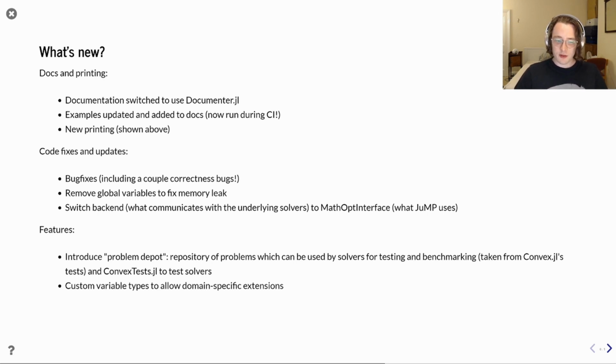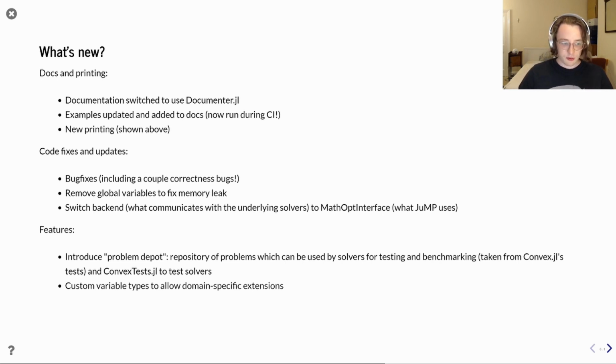We removed some global variables that could cause a memory leak if you would solve a problem in a loop, solve many, many problems. And switched the backend, the thing that communicates with underlying solvers, to MathOptInterface, which is the same backend that JuMP uses.